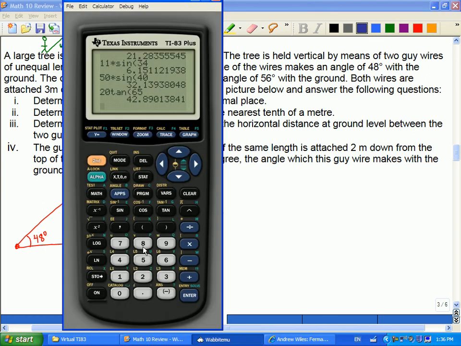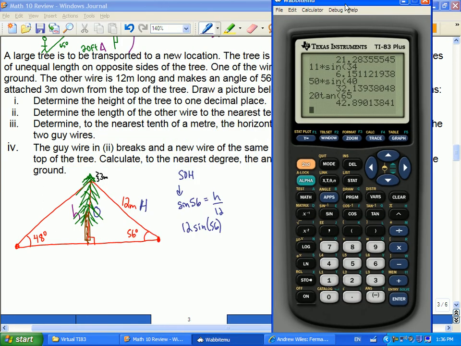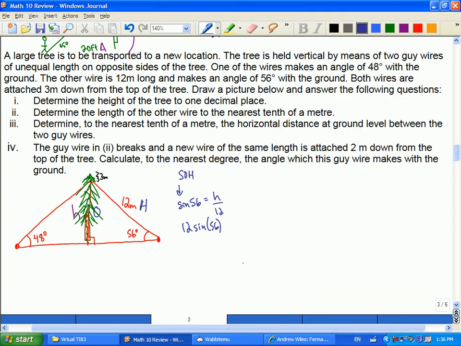So let's figure out what that is for the height of the tree. 12 times the sine of 56, and I get we'll call it 9.95. But that's only the height up to here. It doesn't go all the way. I still have these 3 meters. So the height of the tree is 12.95 meters.